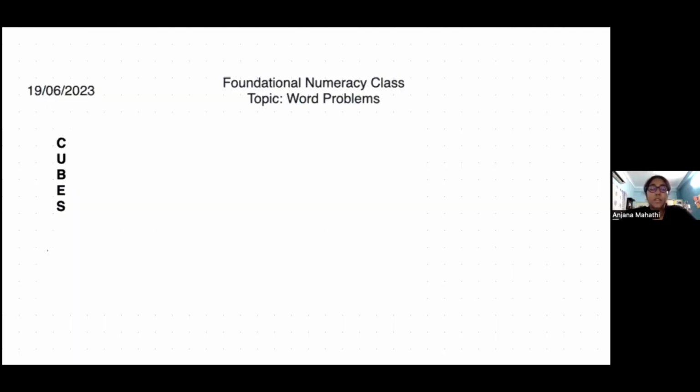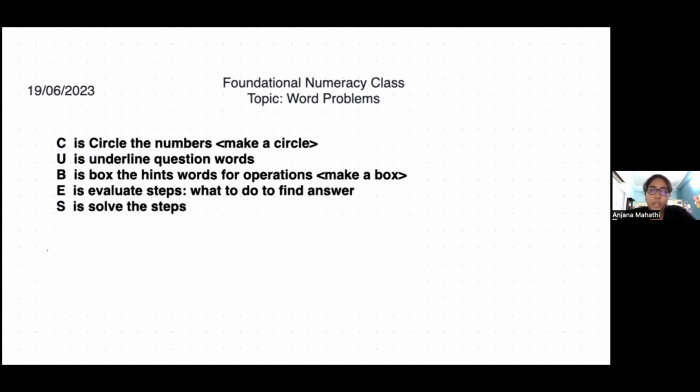Lovely. Students, I noticed that all of us struggle a little bit when it comes to word problems. So to help us make it easier, I'm going to introduce a method called the CUBES method. I have written it on the board. Everyone please take 2 minutes and quickly write it in your notebook.